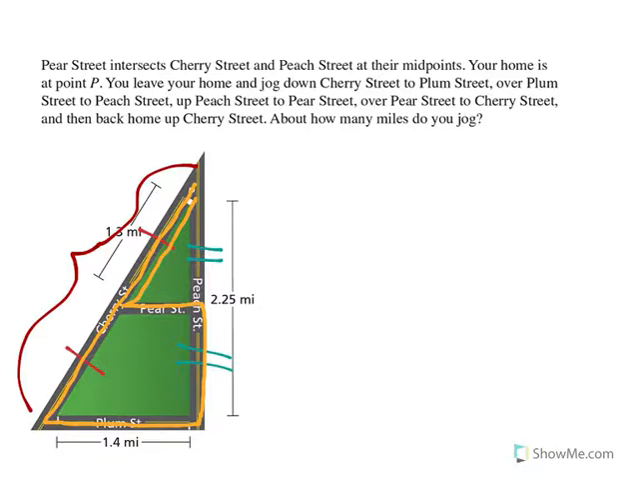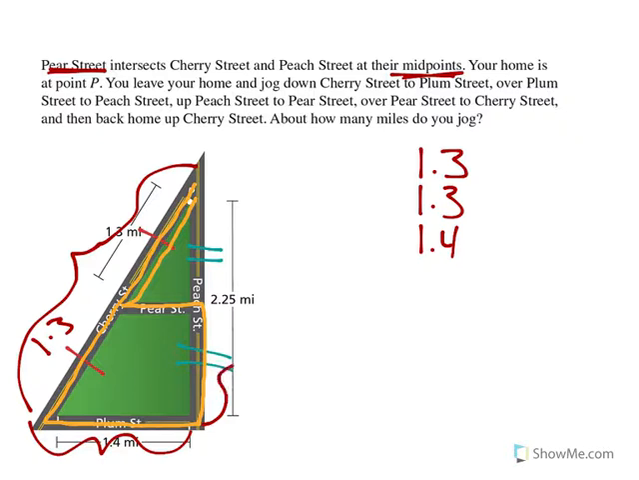We also know that Pear Street intersects at the midpoint. So if it's at the midpoint, then the top part is 1.3, so is the bottom. That means we first go all the way down to Plum Street. We're going to go 1.3 and 1.3, so together we have 1.3 added to 1.3. Then we go across Plum Street, so that's a 1.4.